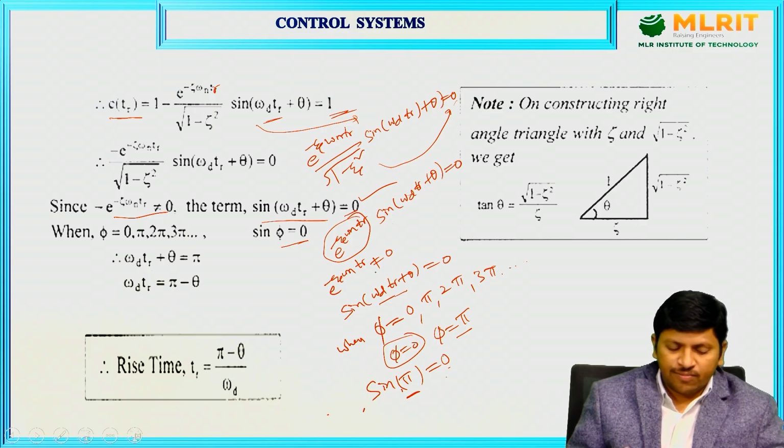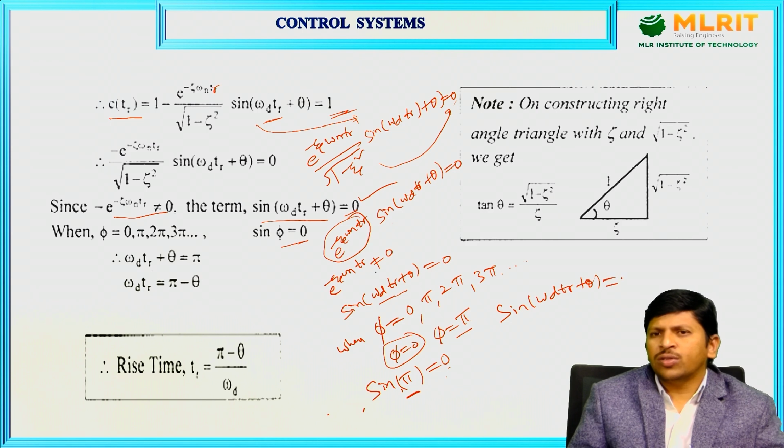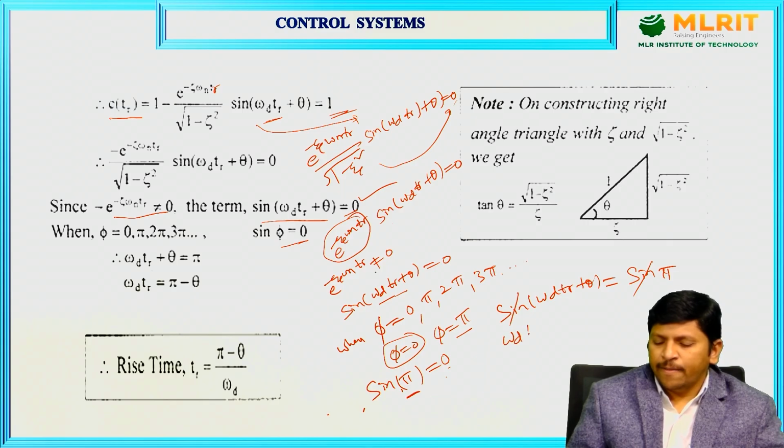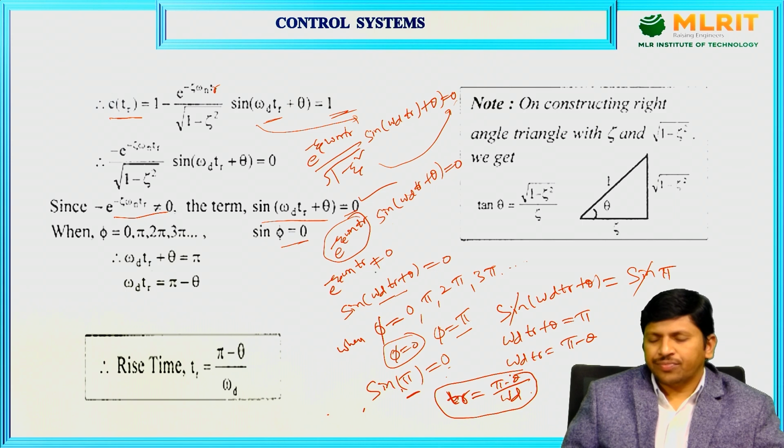So here this term goes directly to sine of omega d tr plus theta equals sine pi. Here sine and sine both get cancelled, so omega d tr plus theta equals pi, right? So omega d tr equals pi minus theta, where tr is nothing but the rise time. So rise time tr equals pi minus theta by omega d, simple.